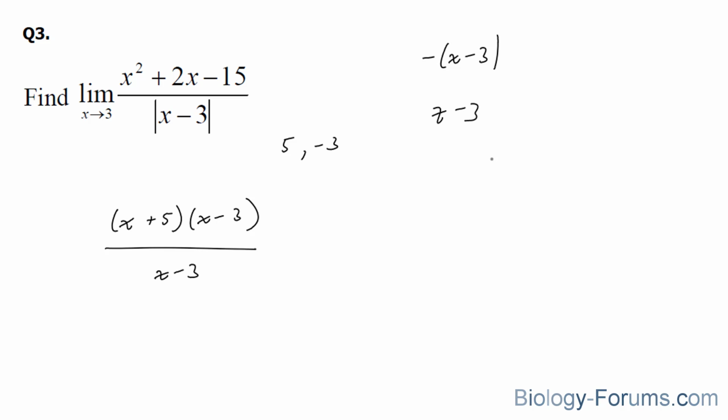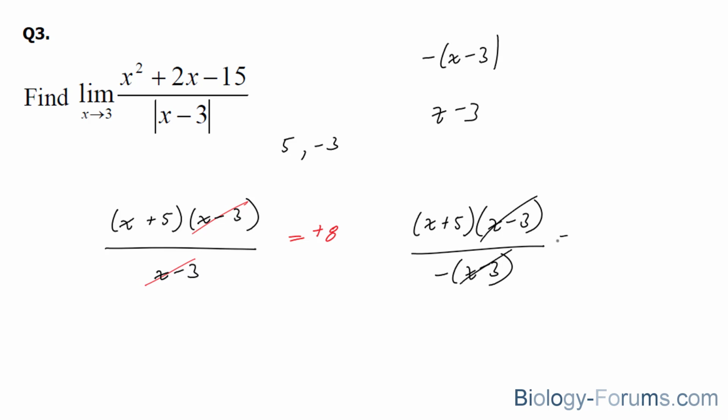Remember, I'm using this variant right now. And what this does is it cancels out the top and the bottom, leaving us only with this, and we can apply the limit and we get positive 8. And we'll do the same thing for this variant. So once again, x plus 5 times x minus 3 over negative x minus 3. These two cancel out, and we are left with negative x plus 5, which gives us negative 3 plus 5, which gives us negative 8.